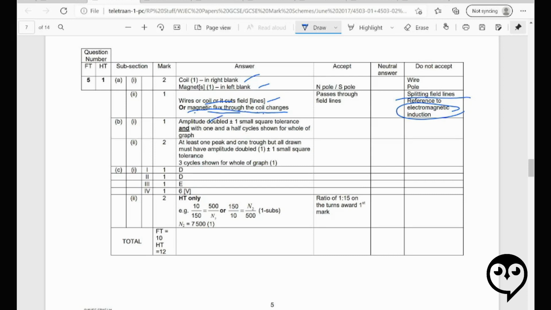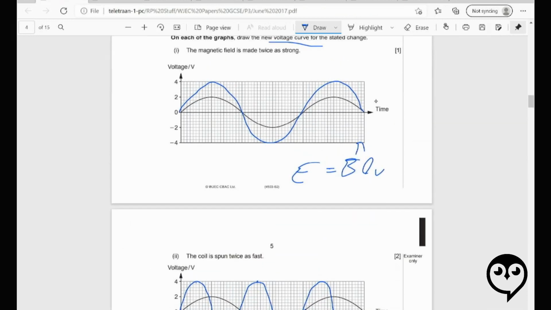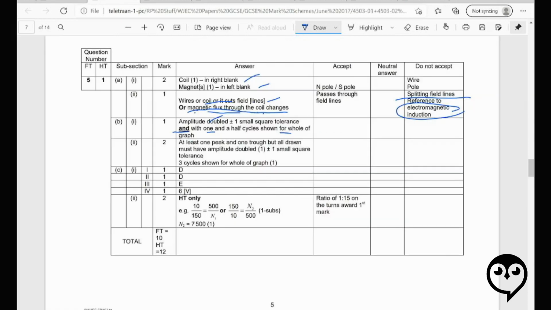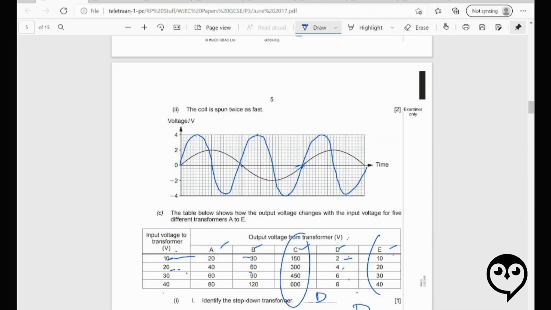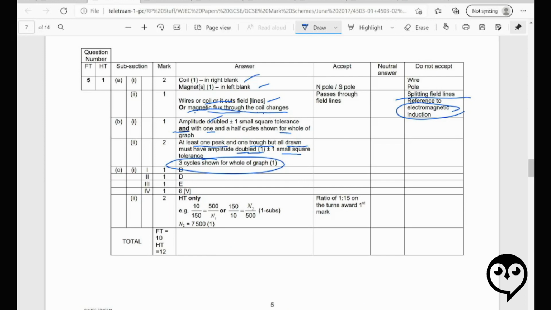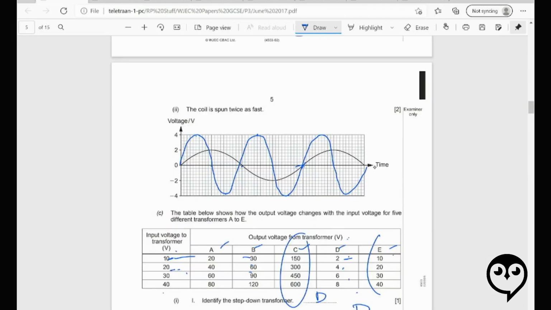Amplitude is doubled, and 1.5 cycles shown. I had done that. I showed 1.5 cycles. In this case, at least 1 peak and 1 trough, all drawn, but have an amplitude doubled, and 3 cycles shown for the whole graph. That's the second mark. And again, 1, 2, 3. That's what we did. So you had 1.5 to go, and it went twice as fast, so 1.5 times 2, you should have 3 cycles going in the same amount of time.